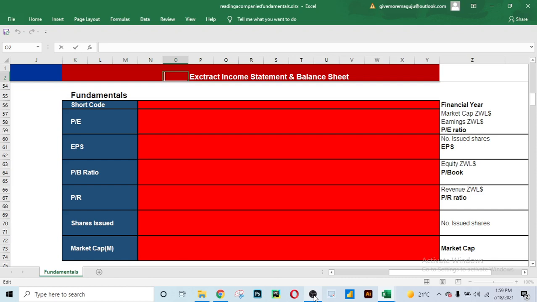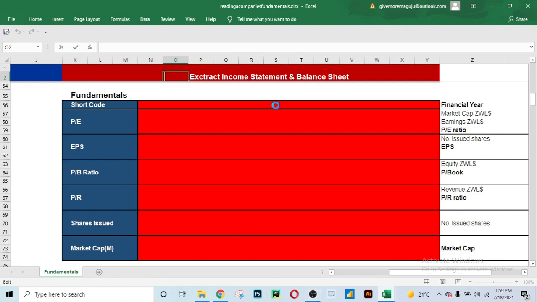Okay, we are going like what we did in the first section of the tutorial. Just to explain everything, I'm going to give you all the formulas in this tutorial, and then in the next tutorial I'm going to cover computations. We are going to calculate the PE ratio, the EPS, price to book ratio, price to revenue, shares issued, market cap. So without wasting time, let's dive right into it.